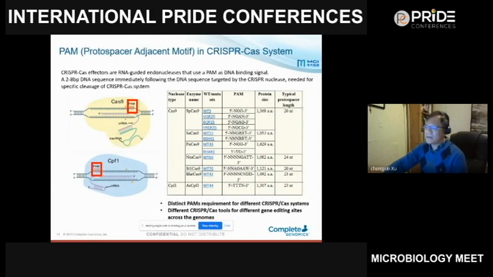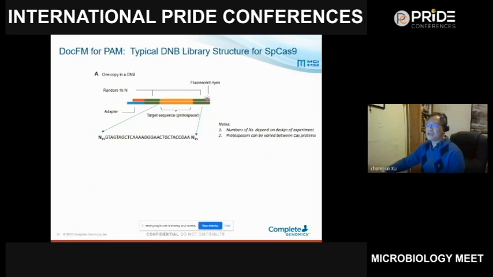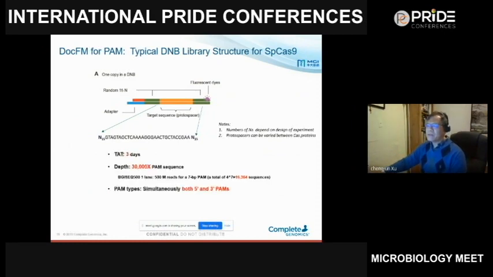Because of that, we designed a DNB structure containing the target sequences. We put 15 Ns on the 5' side and 15 Ns on the 3' side. Then we use this library to try to identify what the PAM sequence is. And because we have roughly 500 million reads for each channel of our chip.